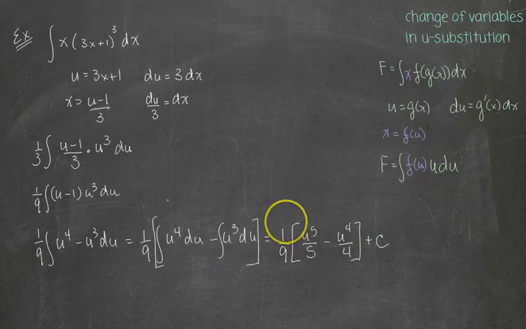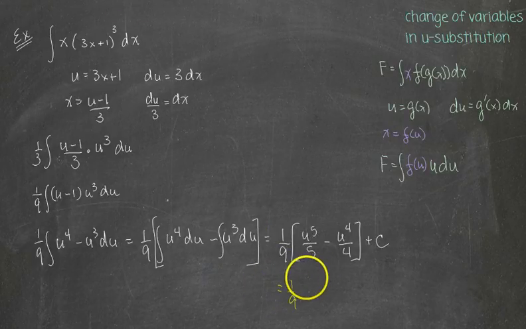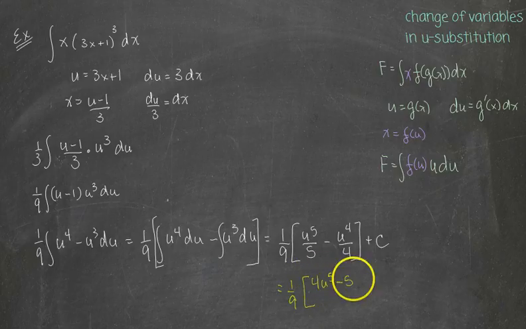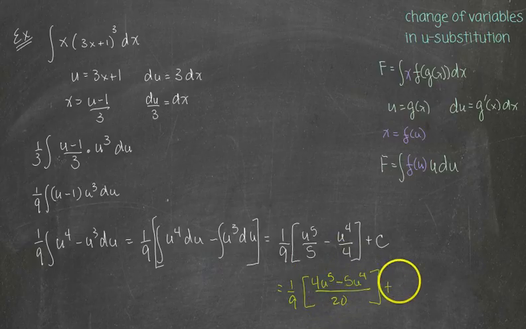I could find a common denominator. If I did that, I would end up with 1/9 times (4u to the 5th minus 5u to the 4th), all divided by 20, plus c, and 20 times 9 is 180. That might be prettier.